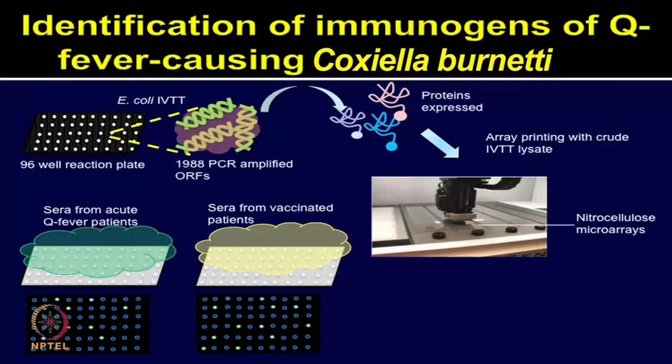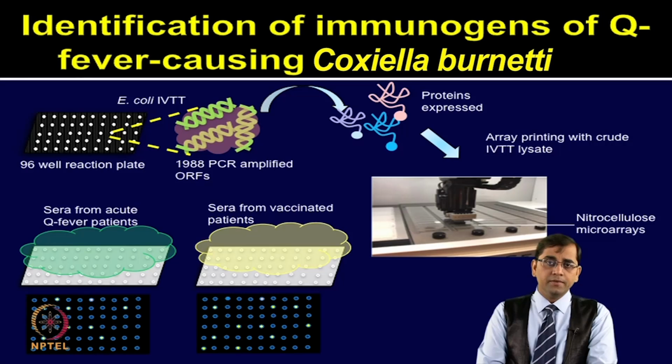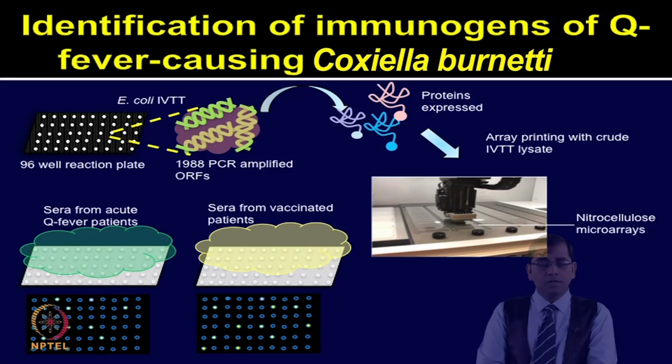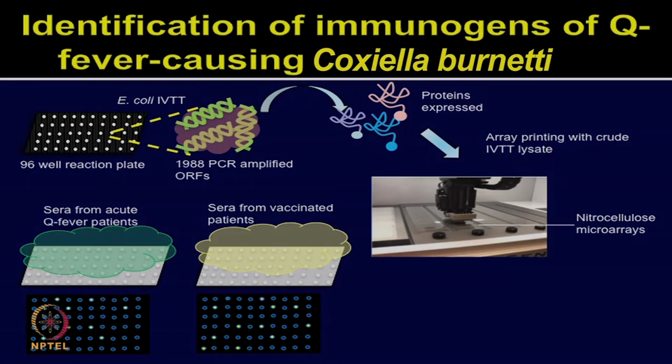In this study, the authors used Coxiella burnetii protein microarrays to identify immunodominant antigens. Almost 2000 open reading frames, or ORFs, were generated using the cell-free expression based approach, the E. coli in vitro transcription translation system, and then this protein microarray platform was employed for identifying the immunodominant antigens. Some of the steps involved in this experiment will be discussed in the following animation.